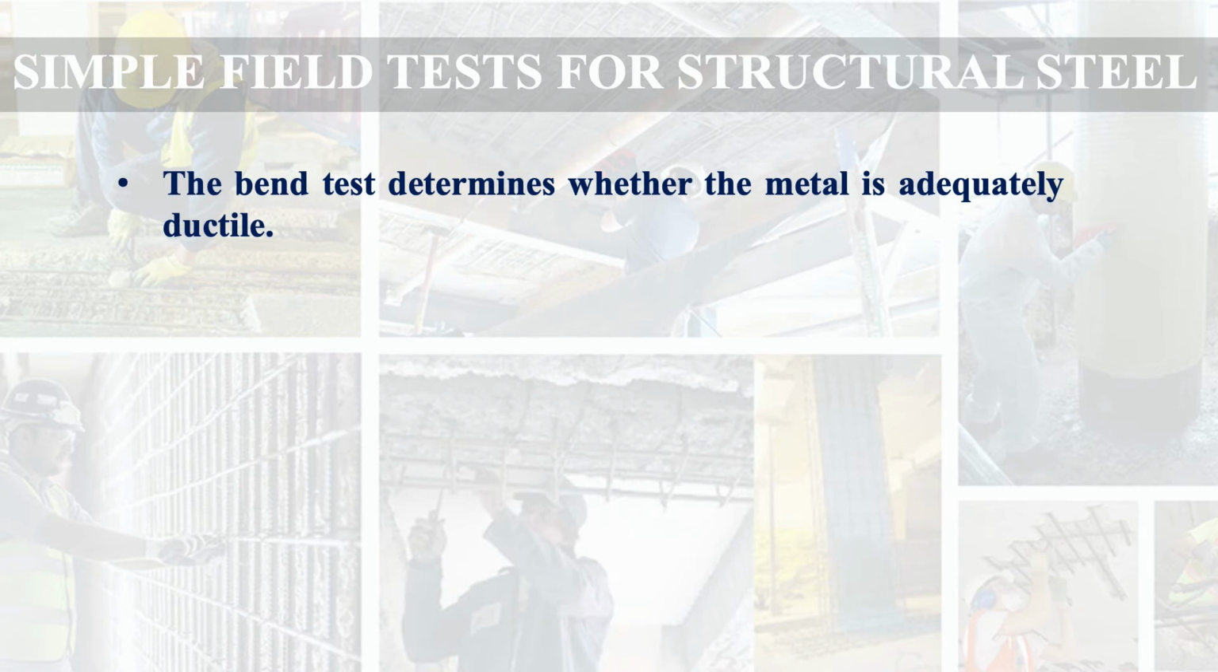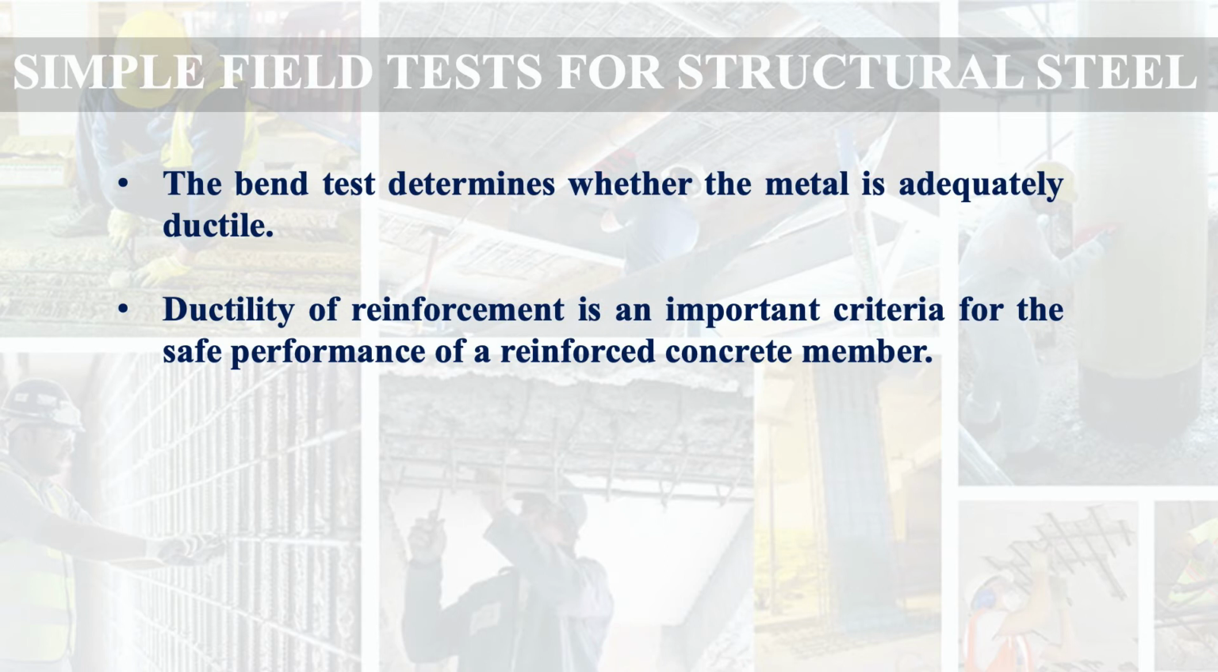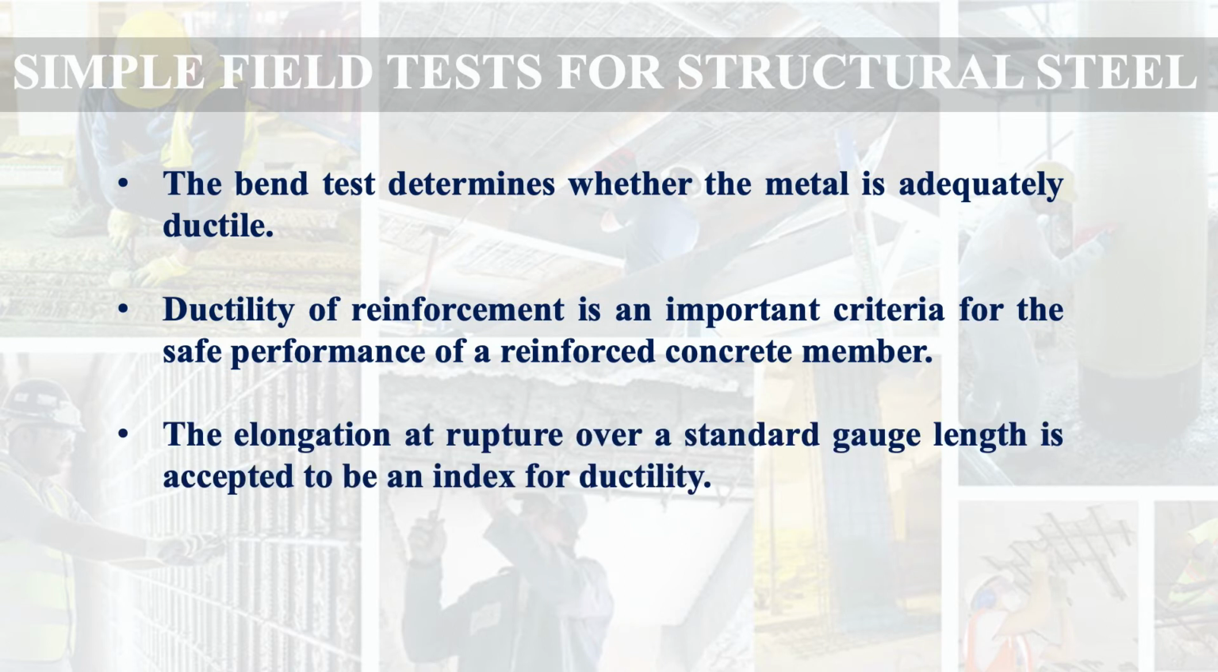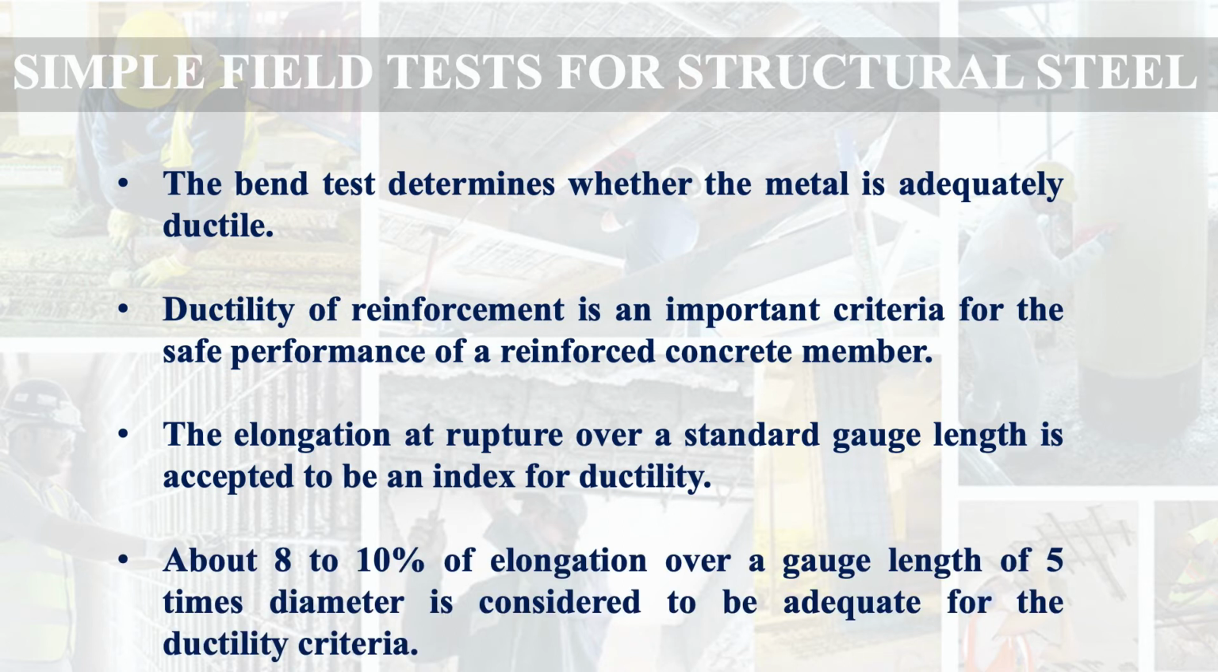The bend test determines whether the metal is adequately ductile. As you know, the ductility of reinforcement is an important criteria for the safe performance of a reinforced concrete member. The elongation at rupture over a standard gauge length is accepted to be an index for ductility. About 8 to 10% of elongation over a gauge length of 5 times the diameter is considered to be adequate for the ductility criteria.